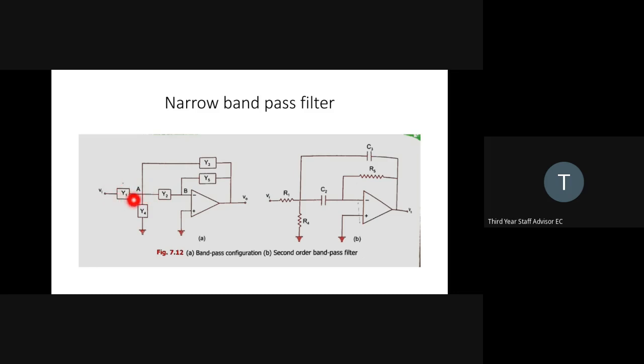So now we write the equation. In the first case of this circuit diagram, consider the current from Vi into the branch toward point A. Vi is connected through Y1. See, Y1 is the admittance. How can you write the equation? Vi minus Va into Y1.